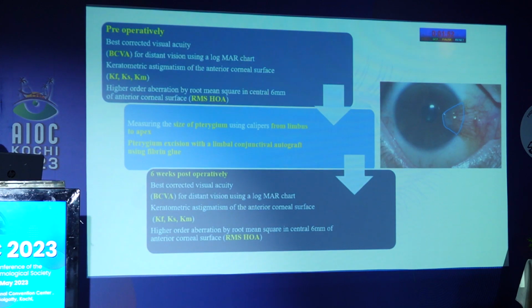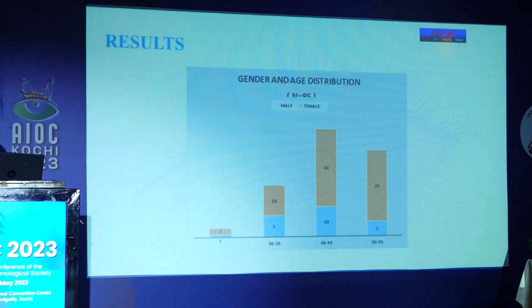Pterygium excision with a limbal conjunctival autograft using fibrin glue was done. We followed up the patients 6 weeks postoperatively.